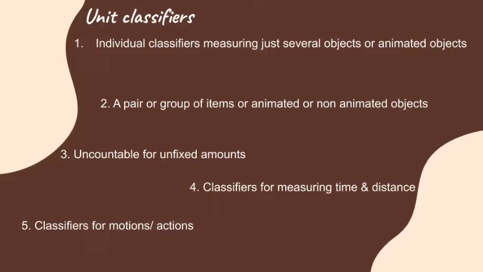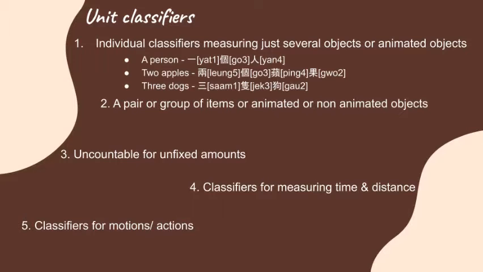Unit classifiers can be divided into several categories. We have the individual classifiers measuring just several objects or animated objects. For example, 一個人, a person. Two apples, 兩個蘋果. Three dogs, 三隻狗. Now, these are all individual unit classifiers.